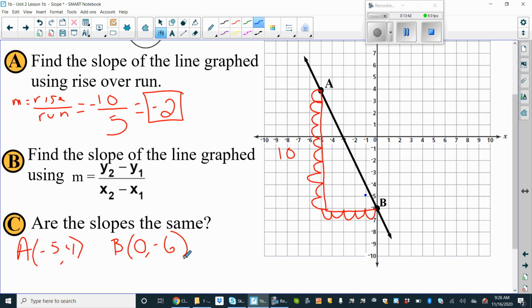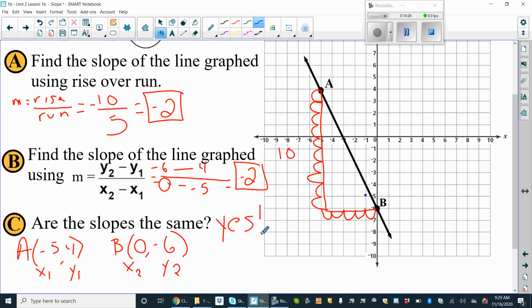So now we have to label our coordinates. We have -5 is x1, 4 is y1, 0 is x2, -6 is y2. Now we are going to set up our equation, negative sign, division sign, and negative sign. We have to substitute -6 in for y2, minus y1 is 4. Then we have x2 is 0, minus -5 is x1. When you type that into the calculator, you get a slope of -2, which shows the slopes are the same no matter which method you use. Okay?